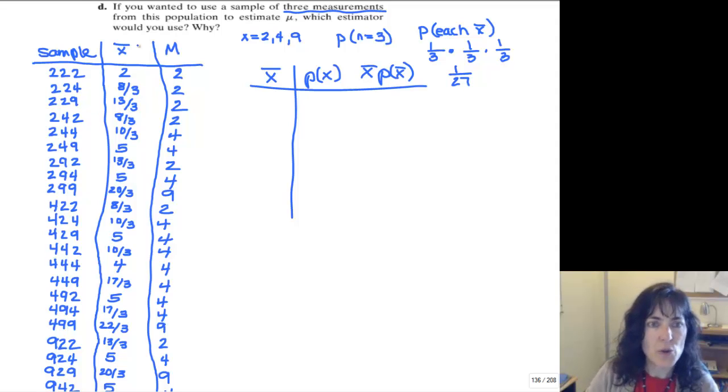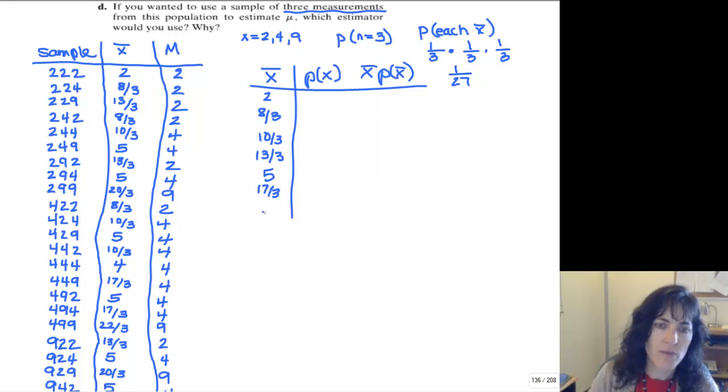Okay. And so what I'm doing is looking at all my x bars. The first one I see is a 2. And then I'm coming down. The next thing is an 8/3, and I think that's the smallest one after the 2. So 8/3 is next. And then I see a 10/3, so I'm going to put that. And then a 13/3. And then the 5, which is 15/3. And then I have a 20/3, but I also have a 17/3, so let's put that next, and then the 20/3.